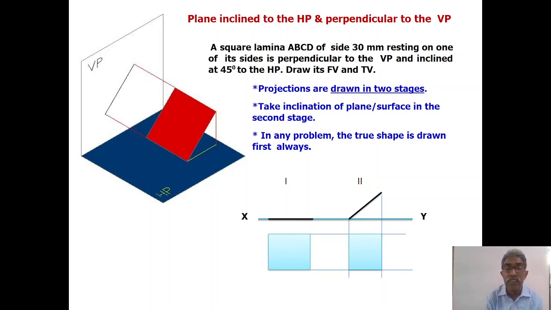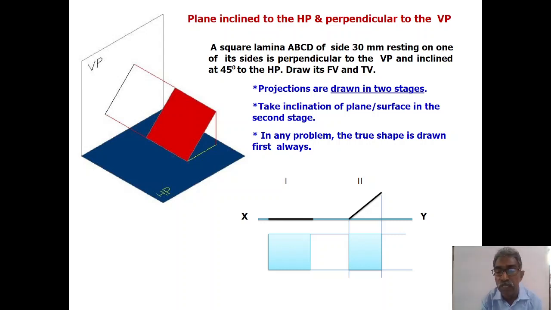So remember that whenever a plane is inclined to one and perpendicular to the other plane, you have to solve the problem in two stages, and always start the problem by drawing the true shape of the plane in the front view or in the top view in the first stage. That depends upon which plane you are taking the plane parallel to. If the plane is parallel to the horizontal plane, the true shape is in the top view. Suppose the plane is given inclined to the vertical plane, what assumption will you make? You assume the plane parallel to the vertical plane, so the true shape of the plane is in the front view. So start the problem by drawing the true shape of the plane in the front view.